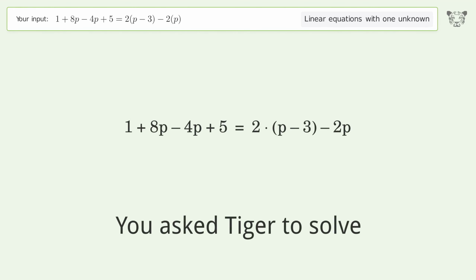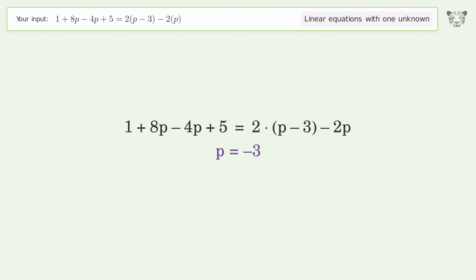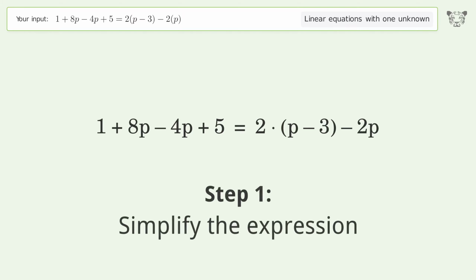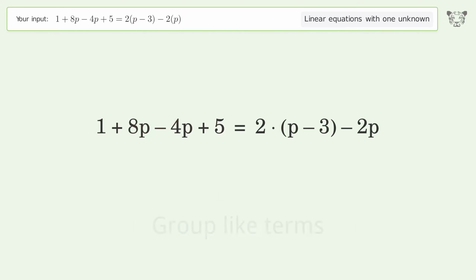You ask Tiger to solve this. This deals with linear equations with one unknown. The final result is p equals -3. Let's solve it step by step. Simplify the expression. Group like terms.